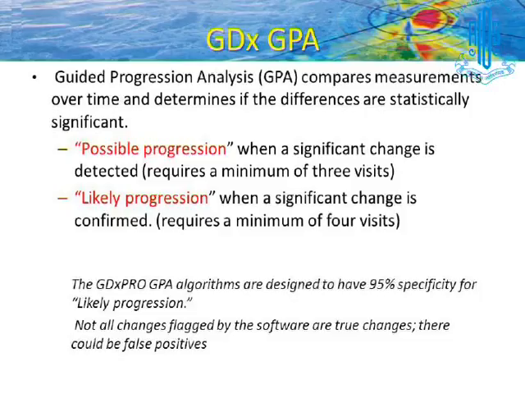The guided progression analysis compares the measurements over time and determines if the differences are statistically significant. First, you have to have two baseline examinations, and then subsequently, whenever there is a significant change, it is labeled as a possible progression. But if the same change continues on the fourth visit, then it is likely progression. The specificity of this program is 95%. But remember one thing, all the changes that are flagged by the software may not be a true change. There could be a false positive.